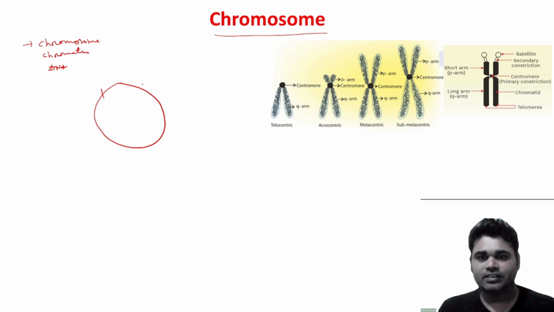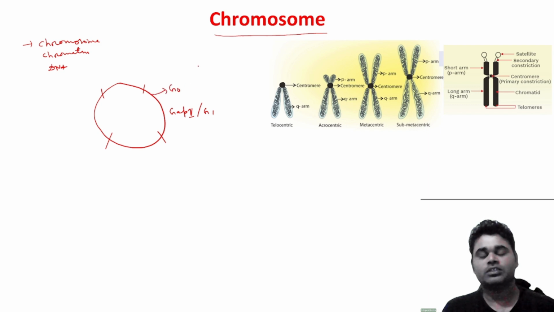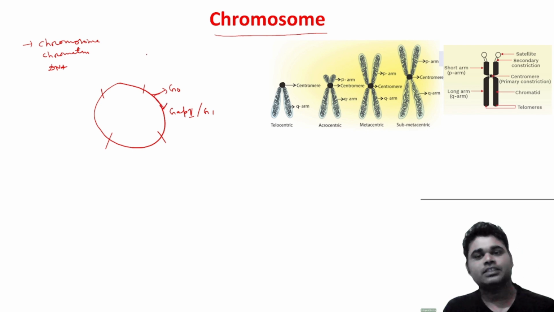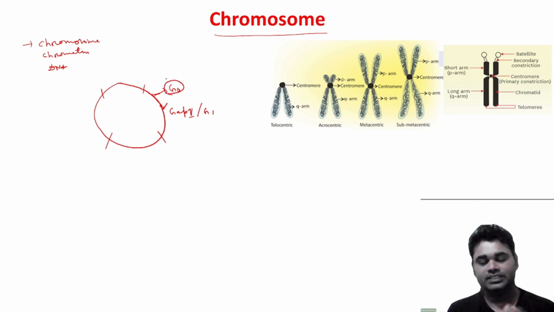In the cell cycle, there are different phases present. The first stage is called the gap 1 phase, or the G1 phase. Before that, another stage is called G0, or the quiescent stage. If a cell wants to go for division, it transfers from G0 to G1. If it doesn't want to divide, it remains in G0.